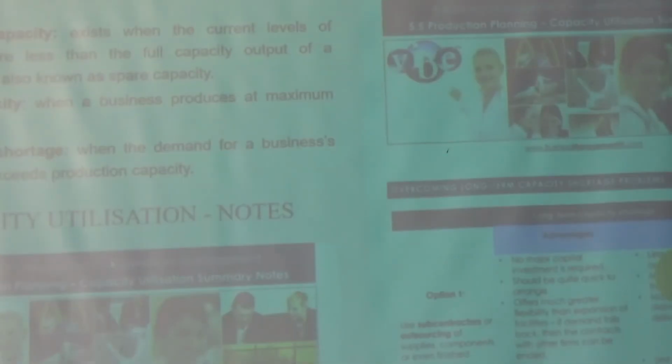Full capacity, that's when you are at your maximum, and then you have short capacity or capacity shortage, which means that you need to produce more than you can do with the factory that you have. So, what can you do in a situation like that?